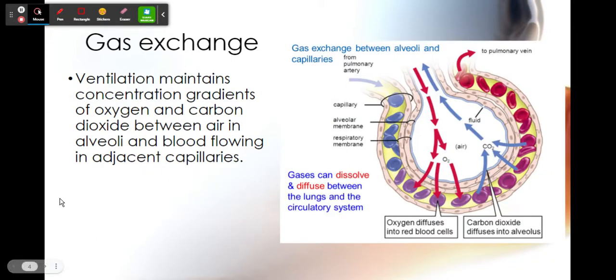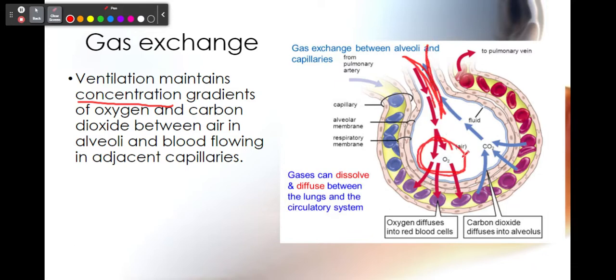All right, so let's talk about this idea of ventilation. So ventilation is going to maintain those concentration gradients. Because we're moving air into and out of the lungs, we're going to always have more oxygen gas, a higher concentration of oxygen gas in the lungs. What's kind of cool, that oxygen gas is going to diffuse to the red blood cells, and then the capillary is going to carry those guys away.